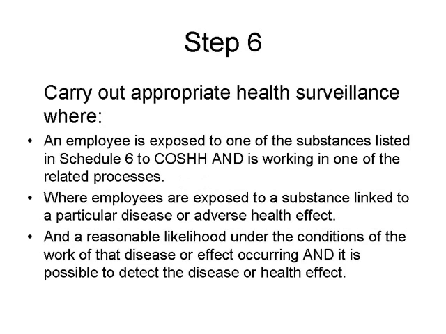Step 6. Carry out appropriate health surveillance where an employee is exposed to one of the substances listed in Schedule 6 to COSH and is working in one of the related processes. Where employees are exposed to a substance linked to a particular disease or adverse health effect, and a reasonable likelihood under the conditions of the work of that disease or effect occurring, and it is possible to detect the disease or health effect.